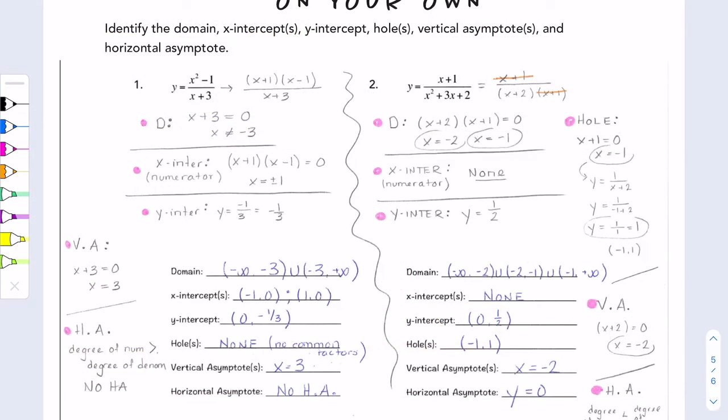For the on your own section, please try to complete these by yourself. Follow all the directions individually. So the directions for the domain, directions for x-intercept, y-intercept, vertical, and horizontal asymptote. Here's my answer here, where you can also find it on my website underneath the answer key.